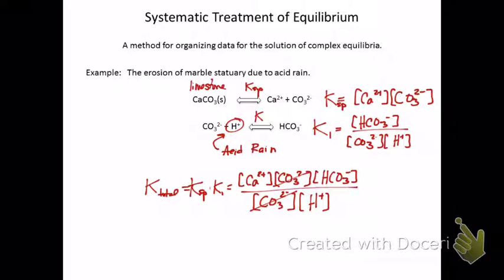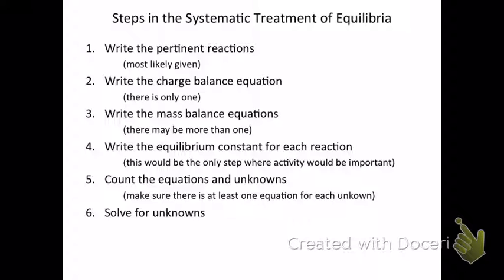And as it turns out, if we follow the systematic treatment of equilibrium, we're able to come up with these various equations and identify ways of rearranging them and solving for the concentrations of all chemical species in a given reaction set. And that's exactly what we're going to continue doing here. So first, I just want to set up the steps, the general approach to solving one of these problems using the systematic treatment of equilibrium.